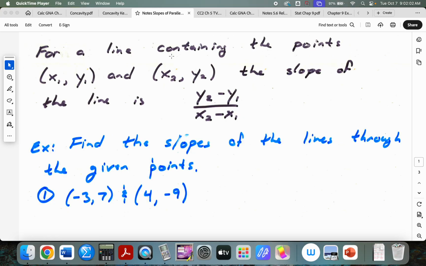So just a quick reminder of the slope formula. If you have 2 points with coordinates x1, y1, and x2, y2, then the slope of the line is y2 minus y1 over x2 minus x1. It's the change in the y coordinates over the change in the x coordinates, or the vertical change over the horizontal change.